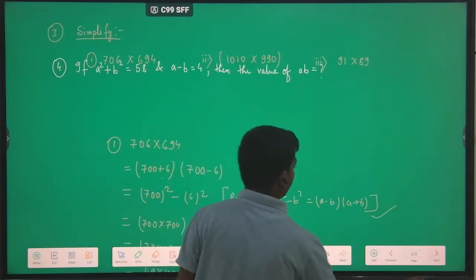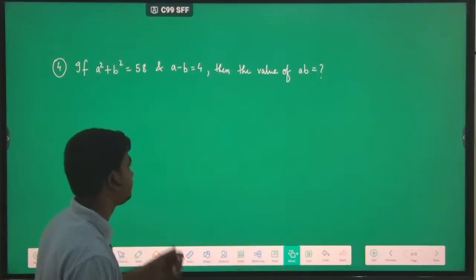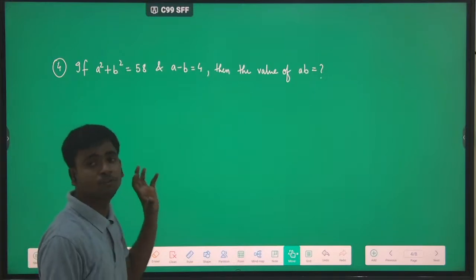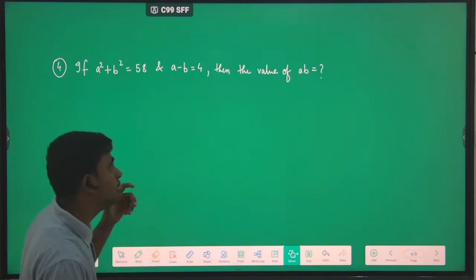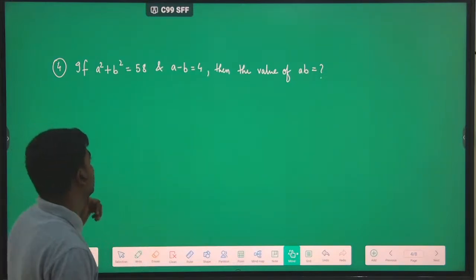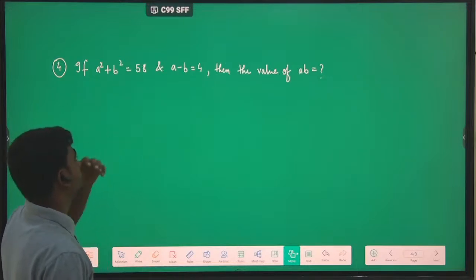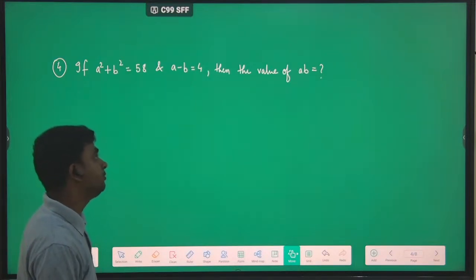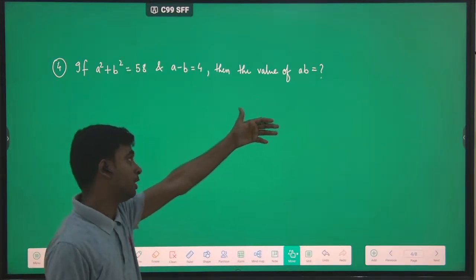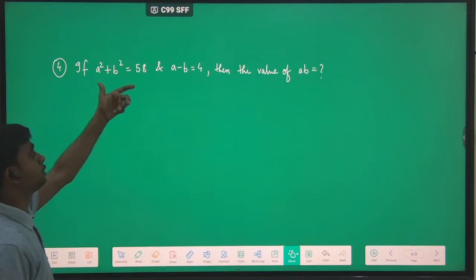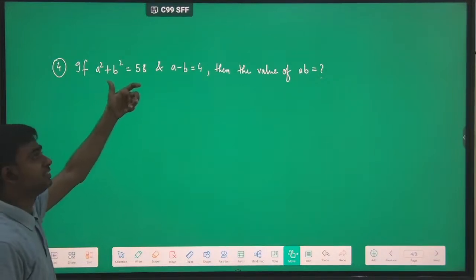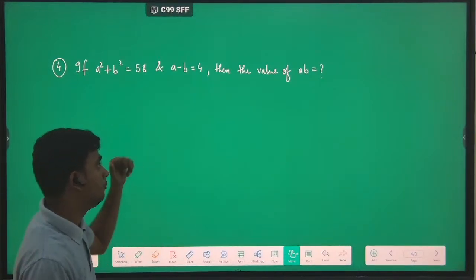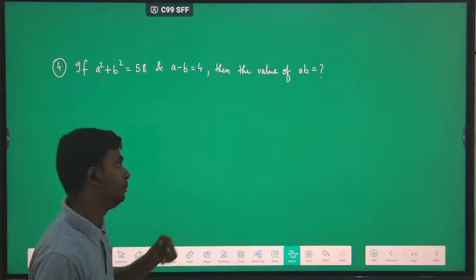Now moving towards our next part. Some questions which are based upon words. So we are solving word problems. If a square plus b square is equal to 58 and a minus b is equal to 4, then find out the value of ab. We are saying that a square plus b square has a certain value, that is 58, and a minus b is equal to 4. So we have to find out the value of ab.